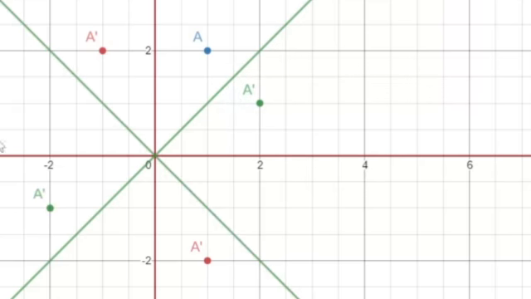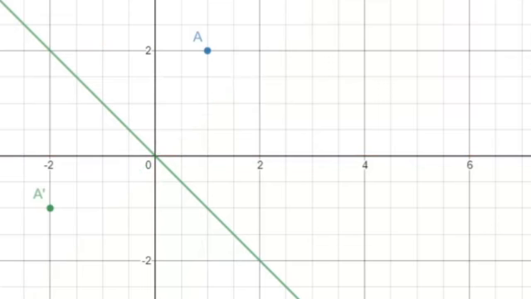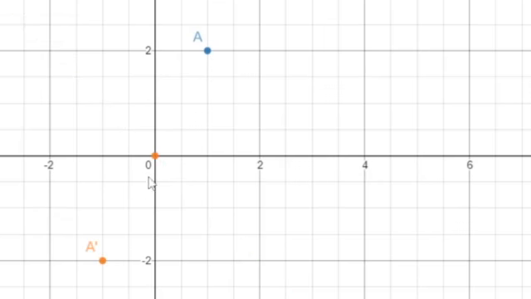Okay, now if it was y equals negative x, it flips across here. So I'm going to turn off the others, that way you can kind of get a visual. It goes this direction. And you'll notice that it's 3 and 3. Okay, so now when it comes to the origin, it's there.